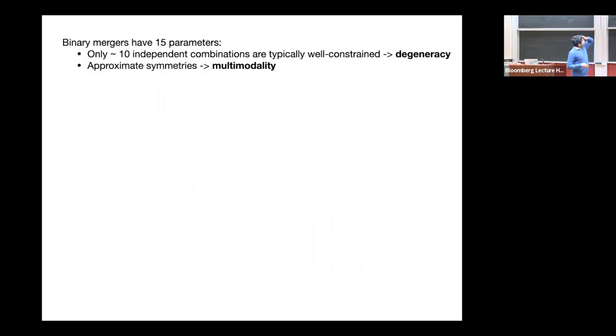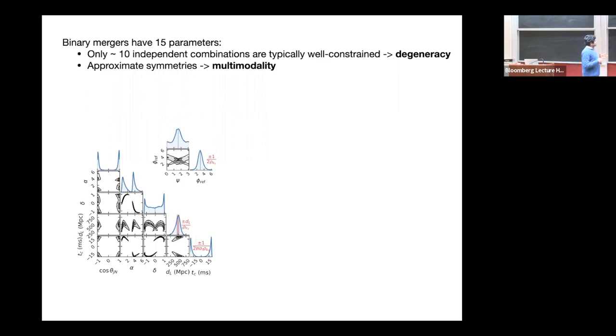So as I mentioned, under the simplifying assumptions I mentioned earlier, binary mergers are 15 parameters. But in reality, you don't really constrain all of them. There is a lot of degeneracy, and there is also a significant amount of multimodality. So there are different islands in parameter space, largely in extrinsic parameters.